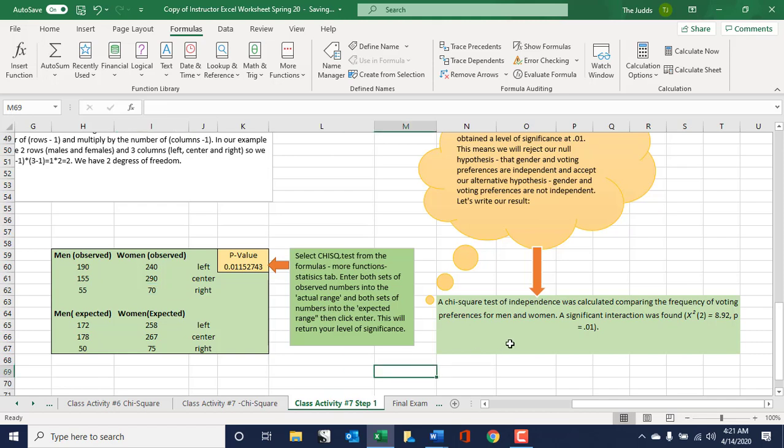But to report your chi-square statistic, this is the one sentence that you would have. A chi-square test of independence was calculated comparing the frequency of voting preferences for men and women. A significant interaction was found where the chi-square with degrees of freedom was 8.92 at a p .01 level.